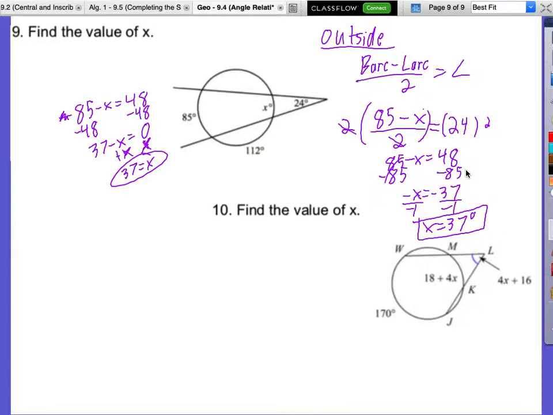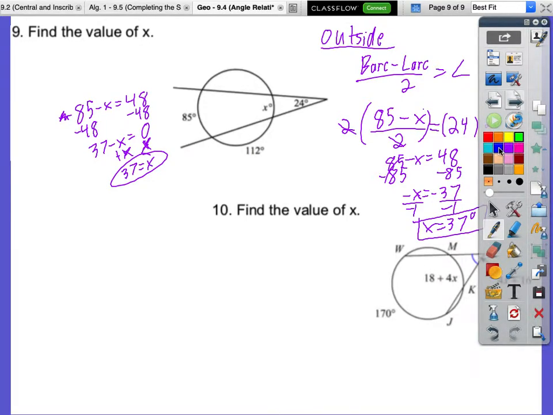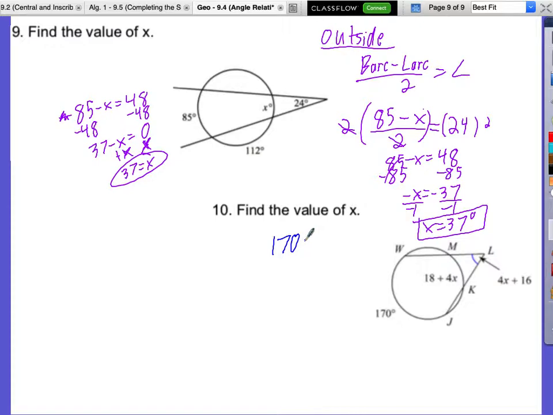Let's talk about the setup on here. Can anyone tell me what they think the setup on this would be? Yeah, it's 170 subtract 18 plus 4x, divide by 2, equals 4x plus 16.